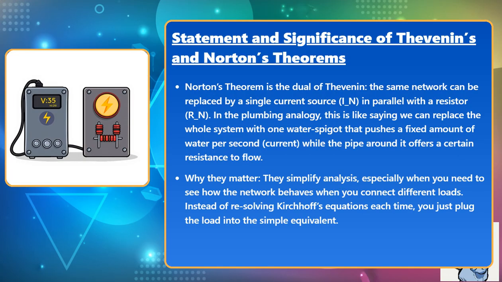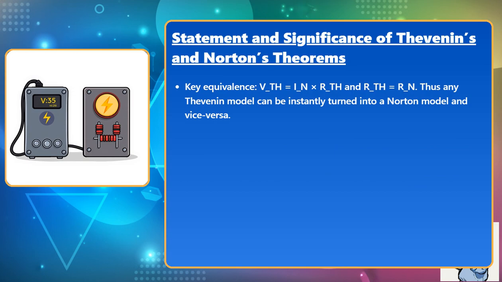Why do they matter? They simplify analysis, especially when you need to see how the network behaves when you connect different loads. Instead of solving Kirchhoff's equations each time, you just plug the load into the simple equivalent. Key equivalence: V sub Th equals I sub n times R sub Th, and R sub Th equals R sub n. Thus, any Thevenin model can be instantly turned into a Norton model, and vice versa.